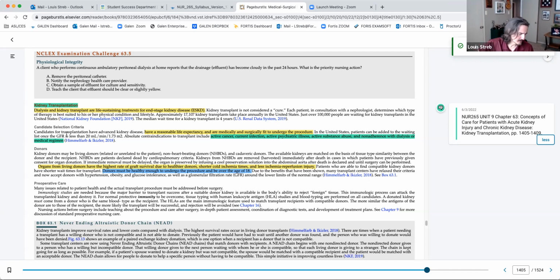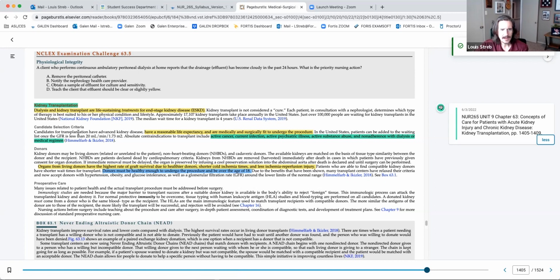If your kidney fails, you have to fix it, right? We can do dialysis in the meantime until you get a kidney transplant, but a kidney transplant is what you're going to need probably to help. But I want you to know that kidney transplant is not considered a cure. Each patient will have to have more treatment later on, right? If their body is able to maintain this.